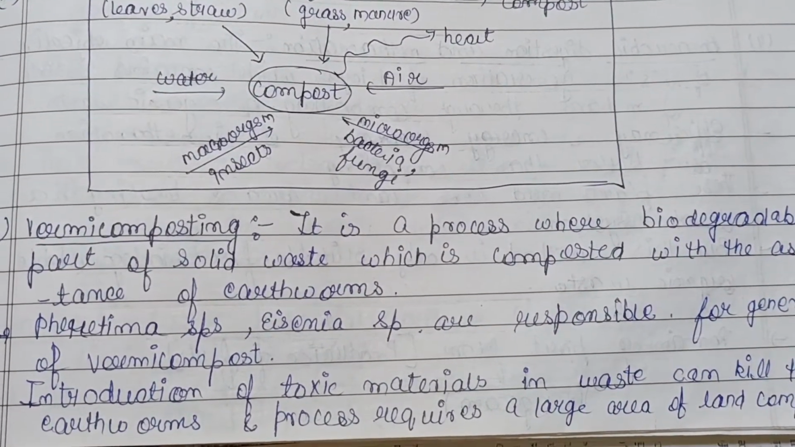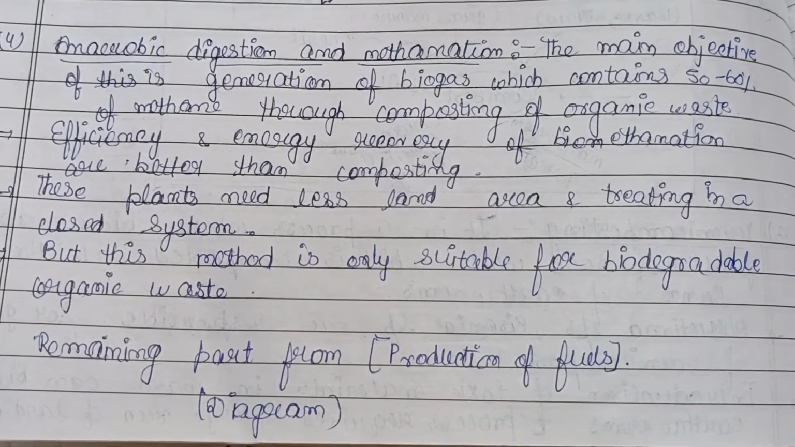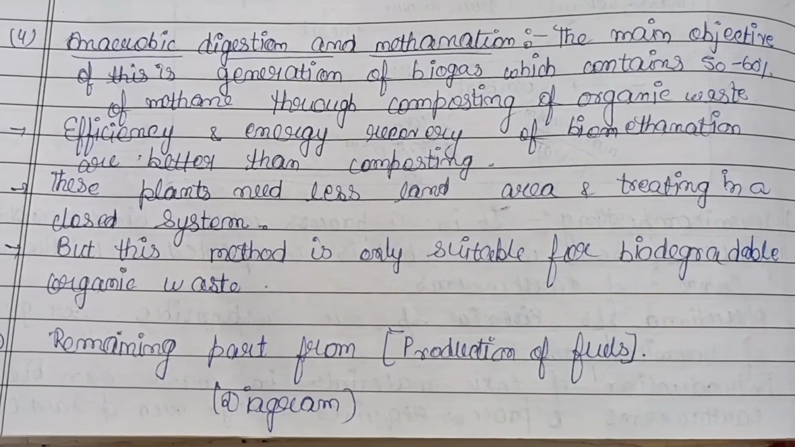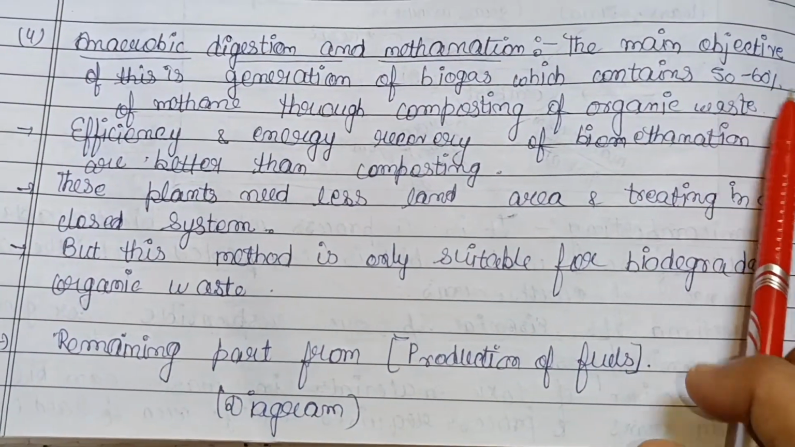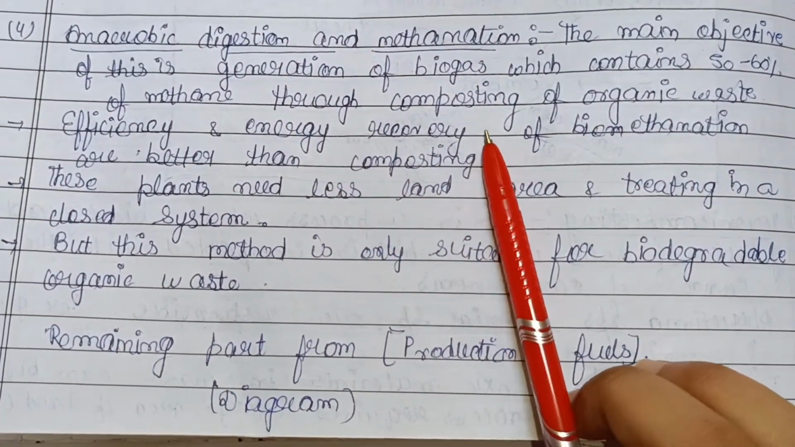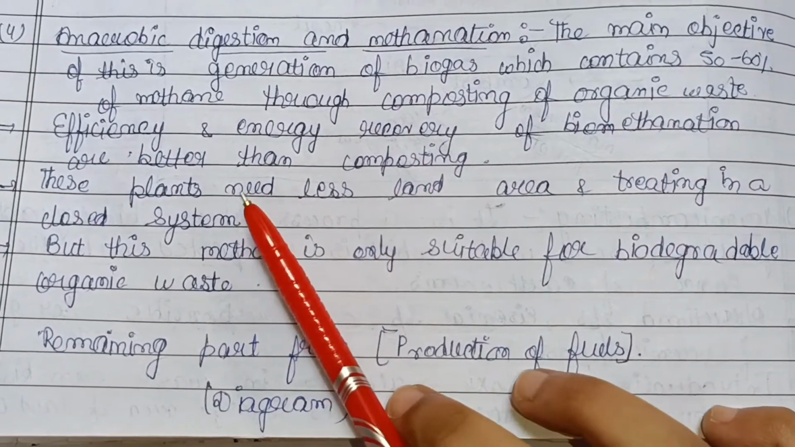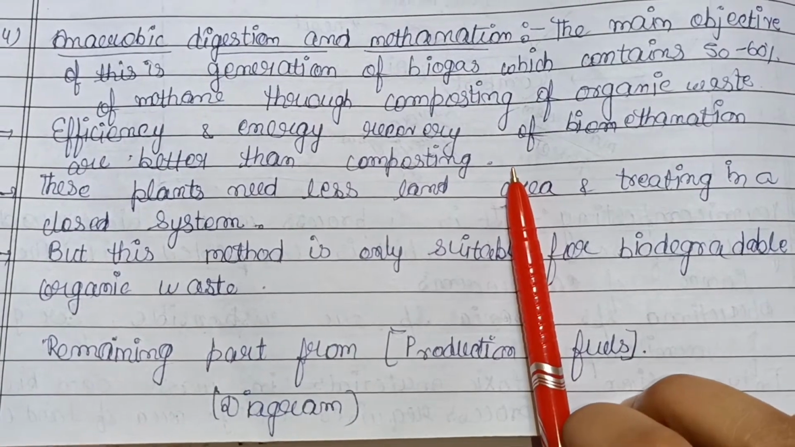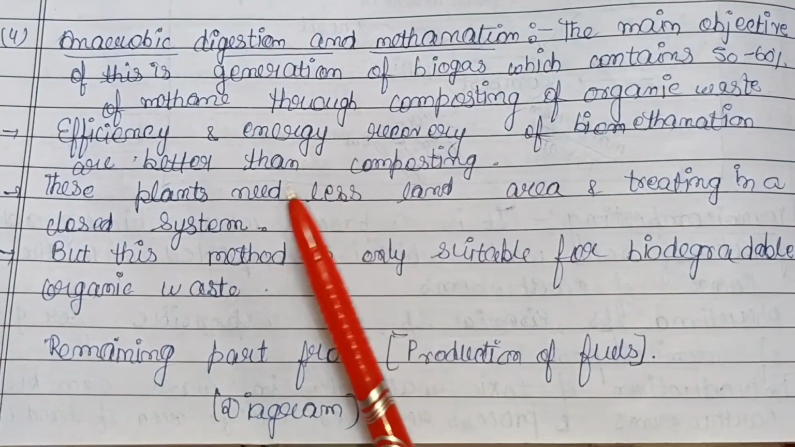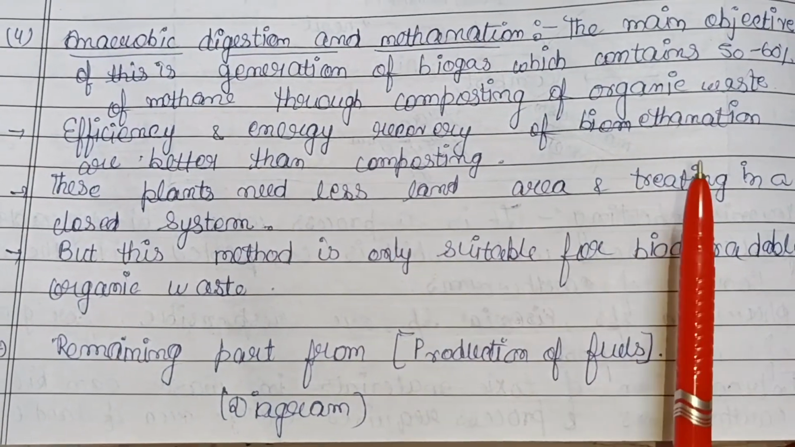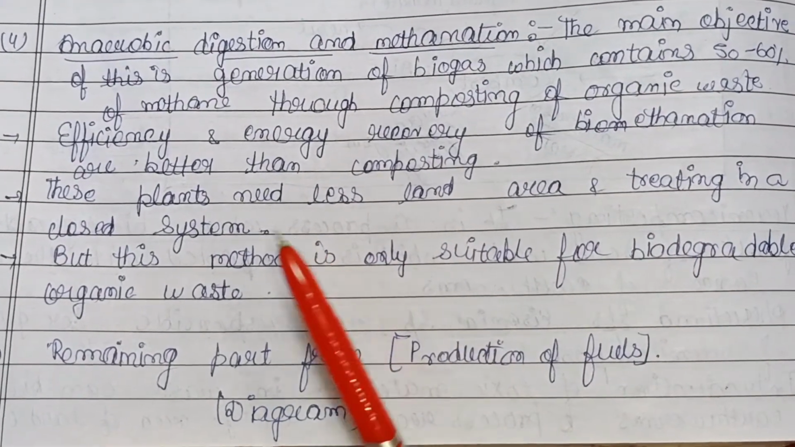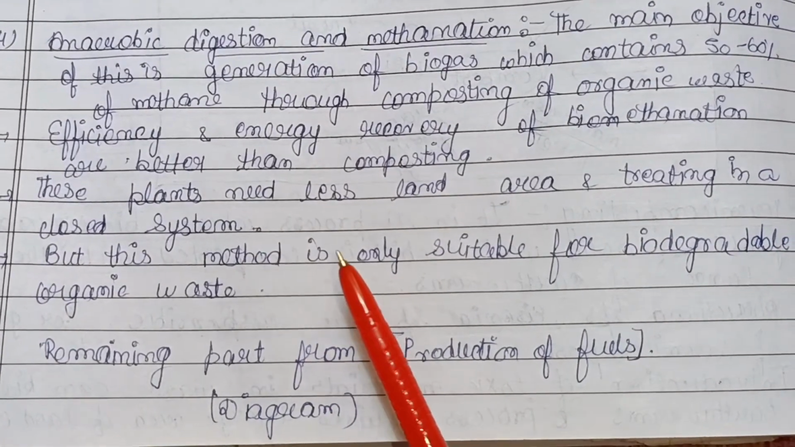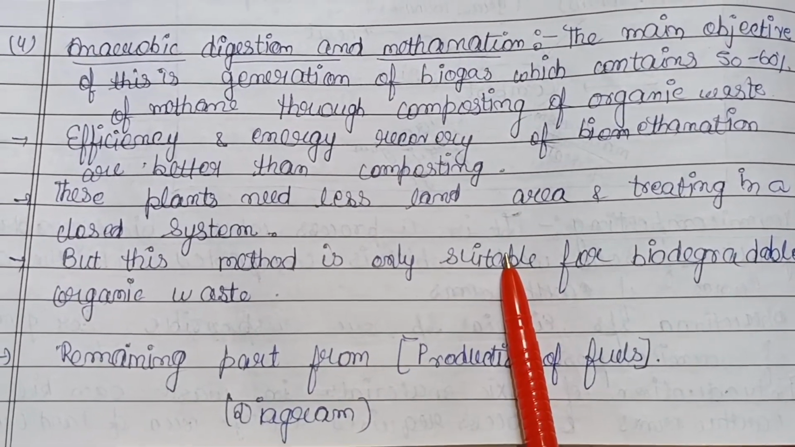Then the next is anaerobic digestion and methanation. So the main objective of this is generation of biogas, which contains 50 to 60% methane, through composting of organic waste. Efficiency and energy recovery of biomethanation are better than composting because here more amount of methane gas is obtained. These plants need less land area and treat in a closed system. But this method is only suitable for, again, biodegradable organic waste, that is its disadvantage also.